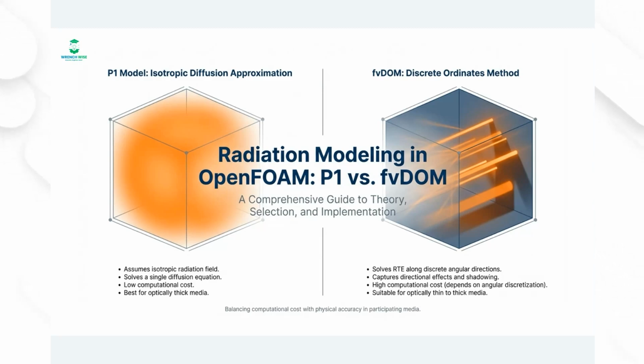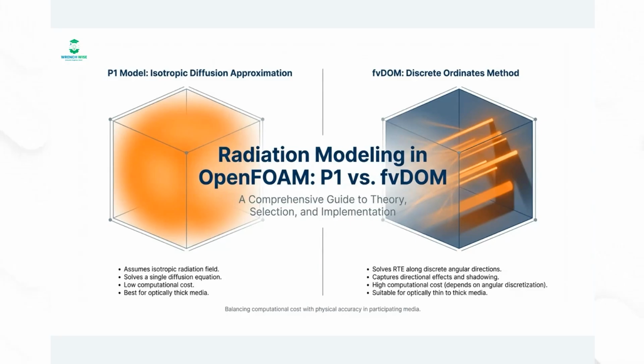So the decision again comes down to the balance that you want to maintain here, balancing computational cost with physical accuracy. If you have a massive soot-filled furnace where light bounces everywhere, we can use the P1 model to save time.